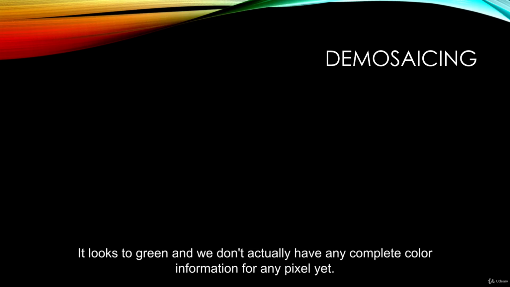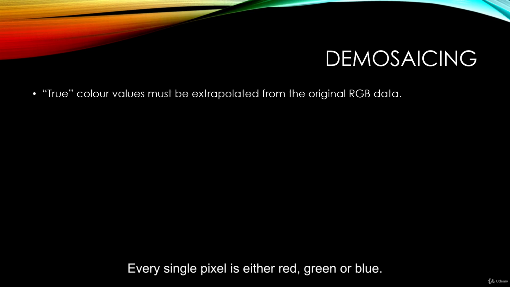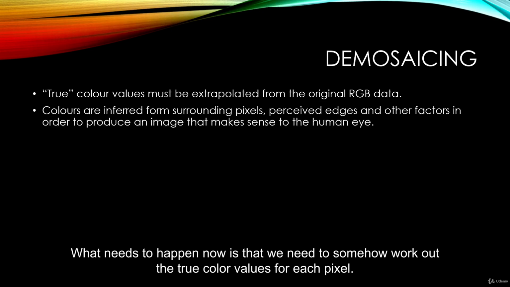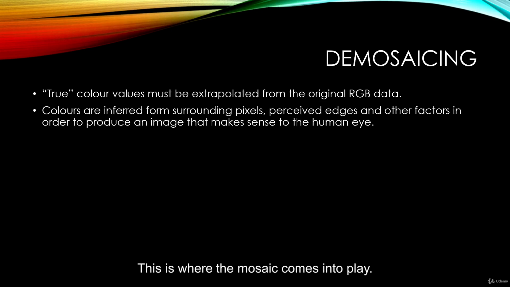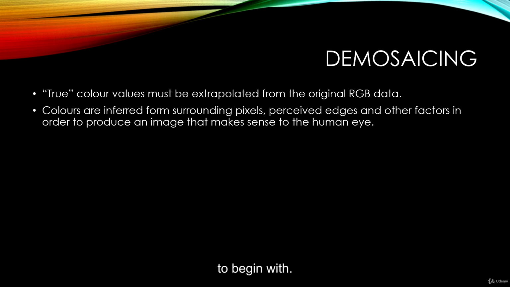So at this point we have an incomplete image. It looks too green and we don't actually have any complete colour information for any pixel yet. Every single pixel is either red, green or blue. What needs to happen now is that we need to somehow work out the true colour values for each pixel. This is where demosaicing comes into play, and in particular we're talking about debayering, as we used a Bayer pattern filter in our RED camera to begin with.